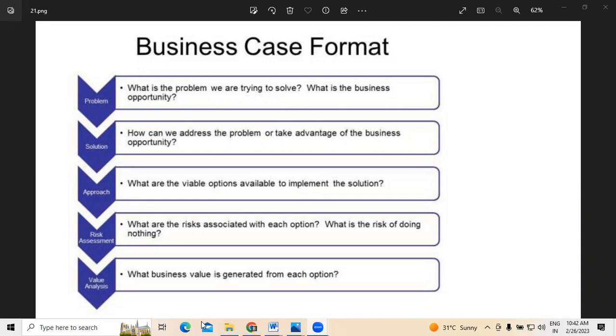Second, how can we address the problem or take advantage of the business opportunity? How are we going to address the problem and take advantage of the opportunity? This is a solution at the end of the day. So the problem is one, the second is the solution. Now the third one is an approach. What are the viable options available to implement the solution? Sometime back, when I was defining the business case points, I mentioned these points. Please recollect those and compare so that you understand well in advance. This is an approach, and the approach has to be followed here.